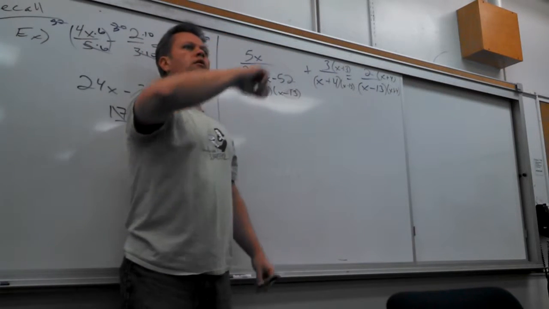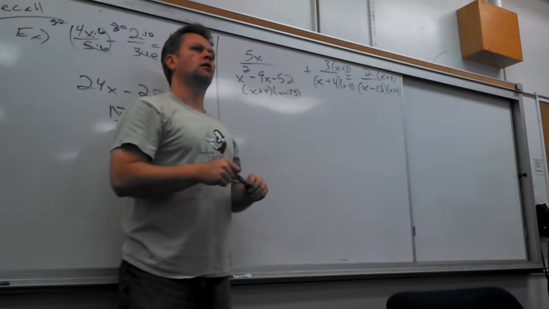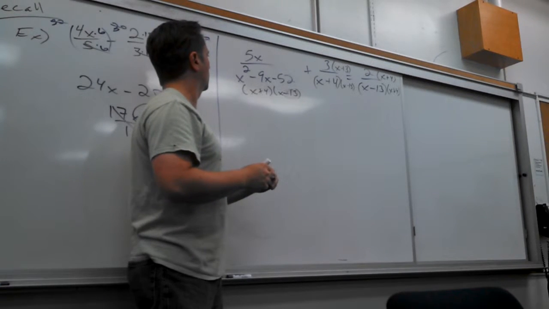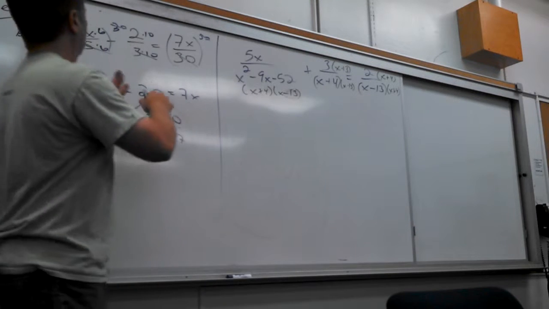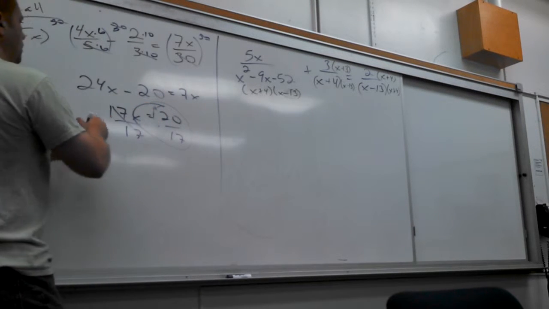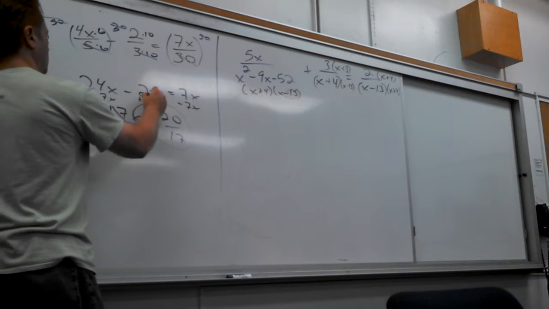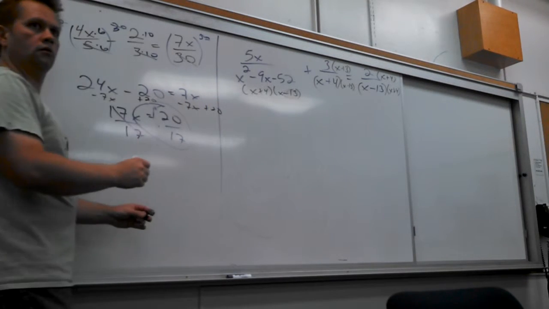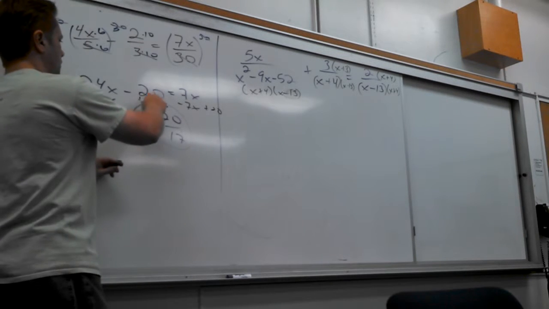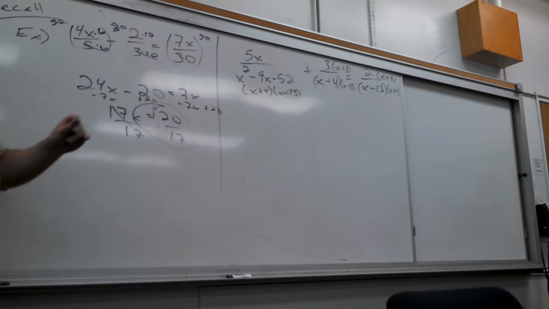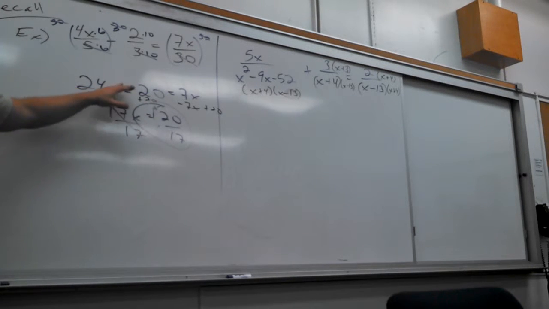Can you please explain why? How did you get 17x from the first one? The first example. Oh, here. I'm sorry. So I subtract 7x, subtract 7x, add 20. Right. I could have just subtracted 24x, but you know, I went with the first thing I heard. Is that cool? Okay.